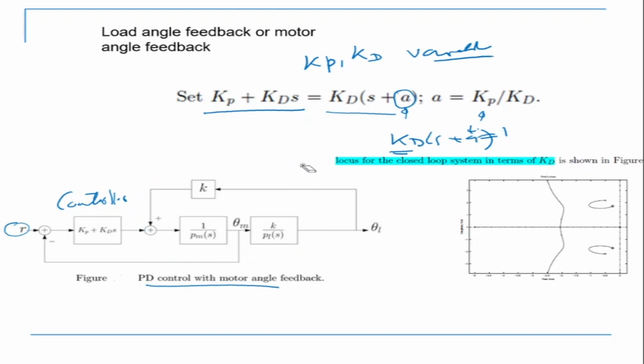Now we are having a feedback, right? Because in the Kp and the Kd, it is theta d minus theta m into Kp. This is something we have seen. Plus we have the Kd into S, right? Plus we have a Kd into S.